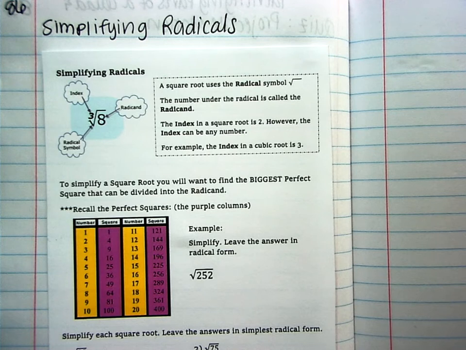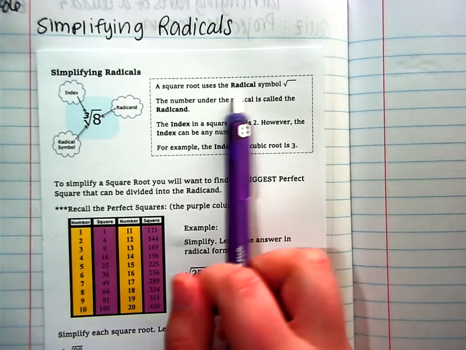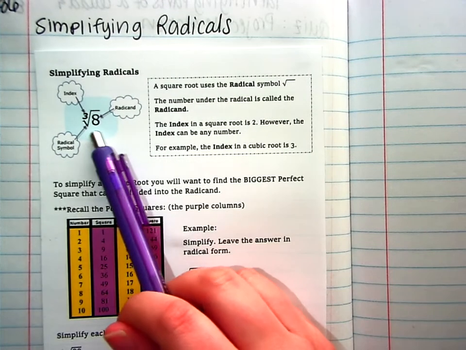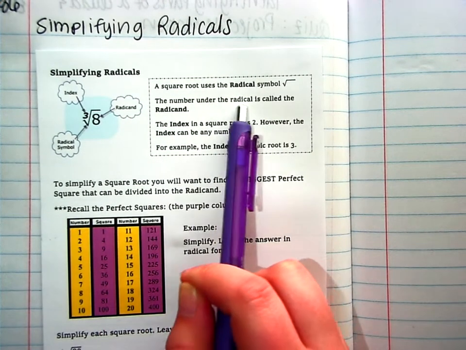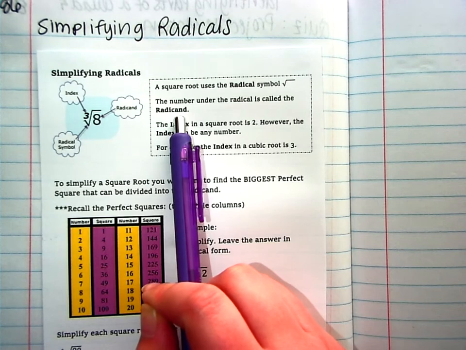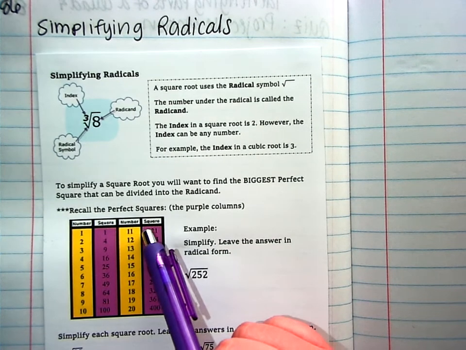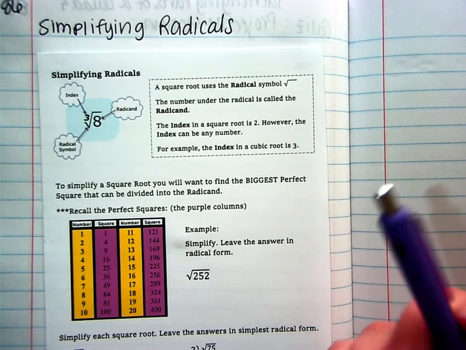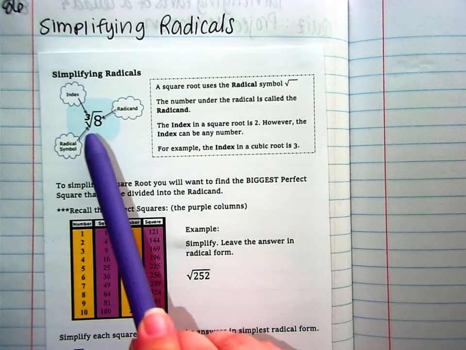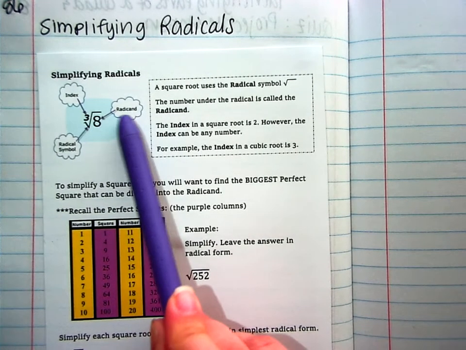Okay, simplifying radicals. This is very useful for when you go to geometry. There's a chapter where you have to know how to do this. So I thought it would be nice to go over today. So like I said, the square root uses the radical symbol. So it's nothing new to you guys. The number under the radical is called the radicand. So you kind of want to know these words for whenever we go to solve these problems. I might be using these words. So for example, this 8 is the radicand.